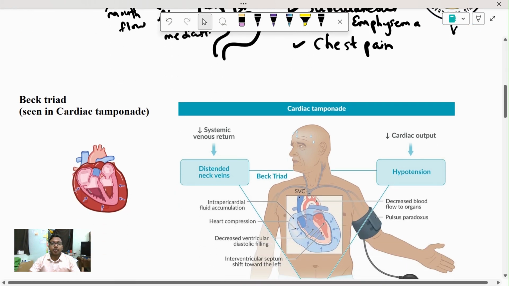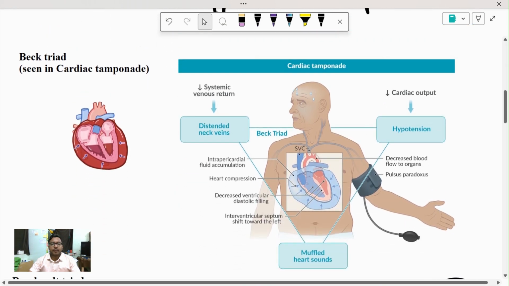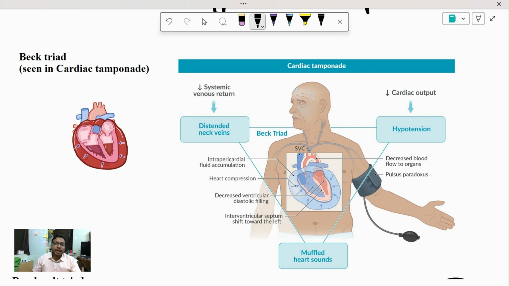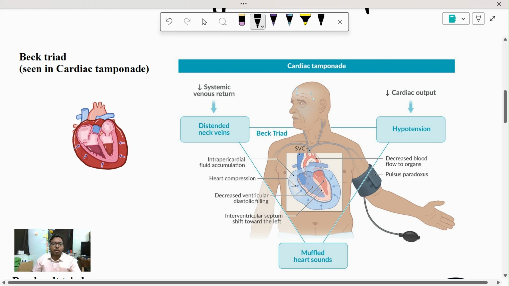Okay, right. Moving to the next one, Beck's triad. So Beck's triad is very important one again. Usually you see in case of cardiac tamponade. So what happens in cardiac tamponade? Because there is a rapid accumulation of fluid or the blood within the pericardial cavity, so the heart is not able to pump properly with adequate force of contraction.